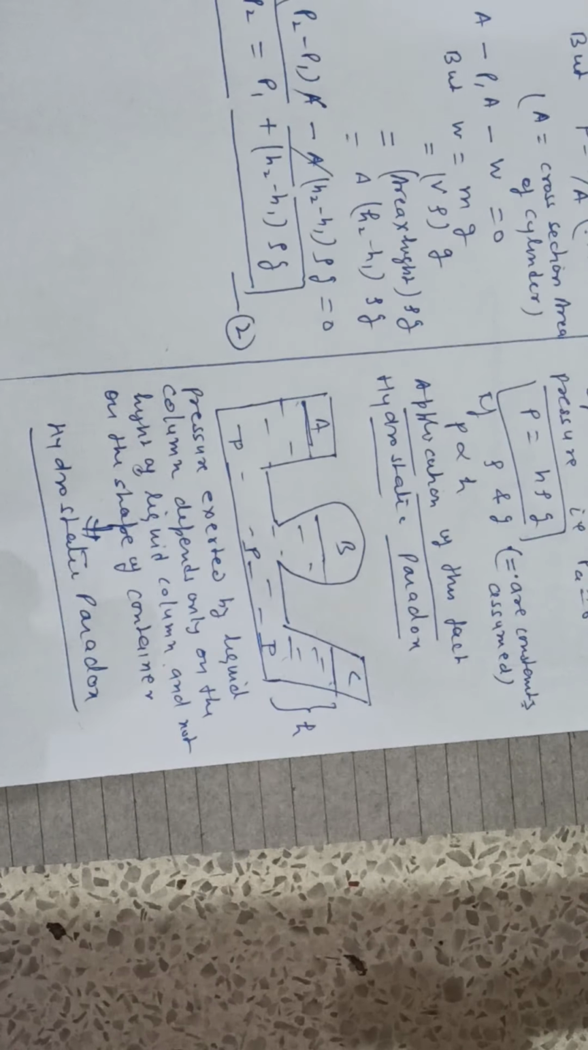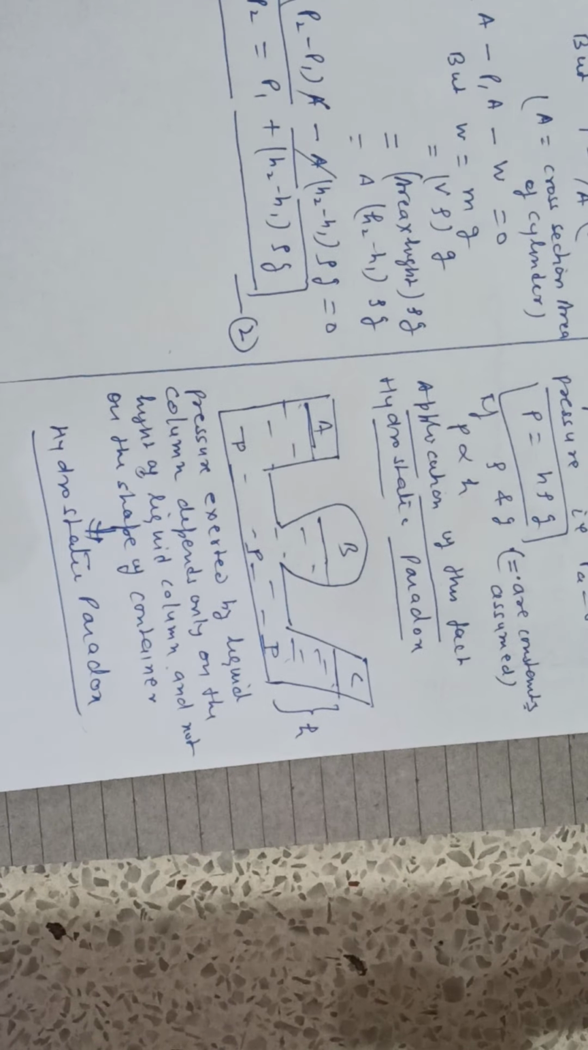So children, in this video we studied the pressure due to the fluid column, that is P is equal to H rho g, and that depends on the height of the fluid column. So if we take G and rho, that is density, as constant, P is directly proportional to H, on which we can explain the hydrostatic paradox.